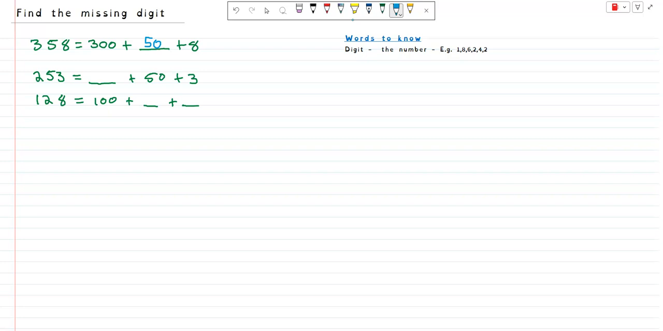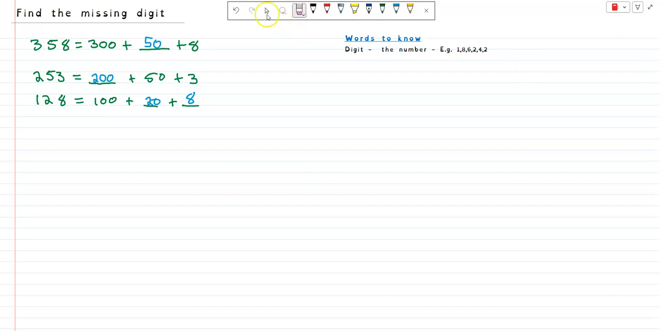253. We automatically start with our hundreds first. So 253, we have 53. So we're supposed to have 200 plus 50 plus 3. And now we have a more difficult one which has two missing digits. Which means it is 128: 100 plus a 20 plus an 8. And that is how we find our missing digits.